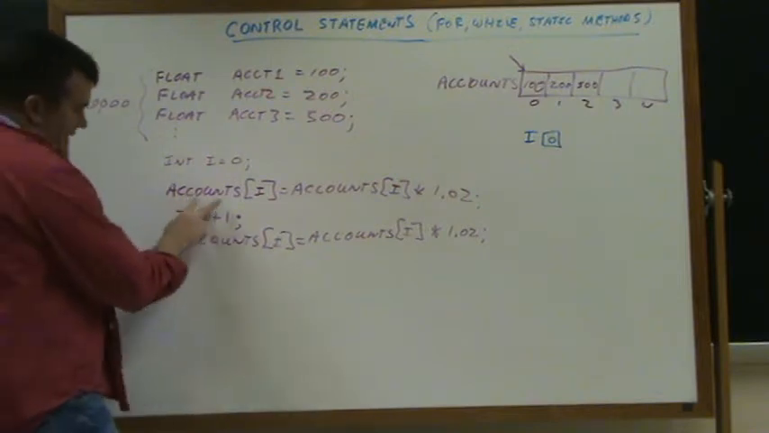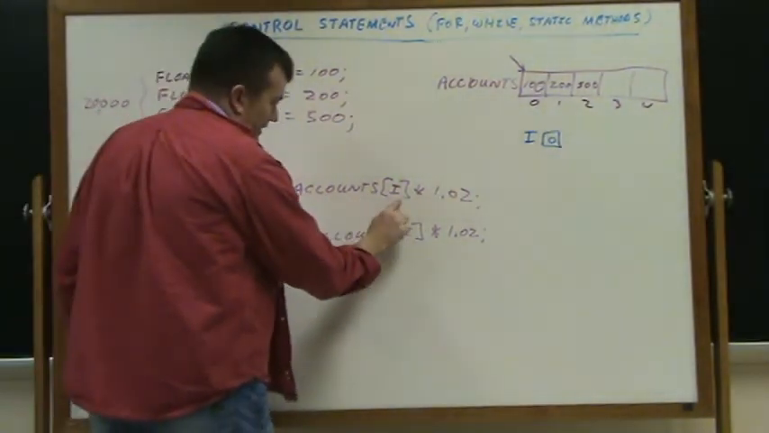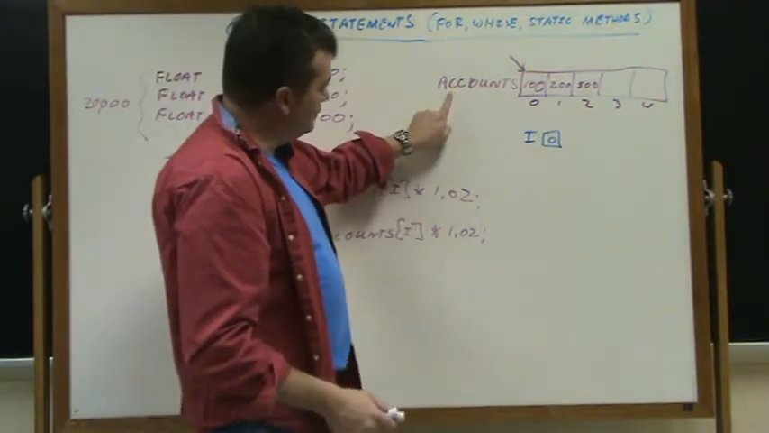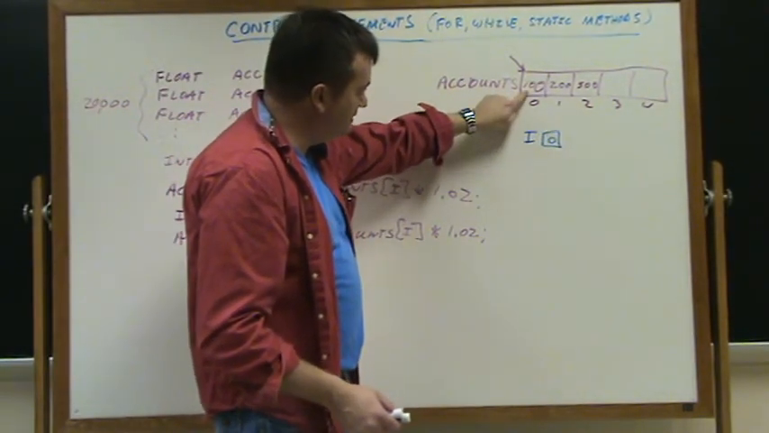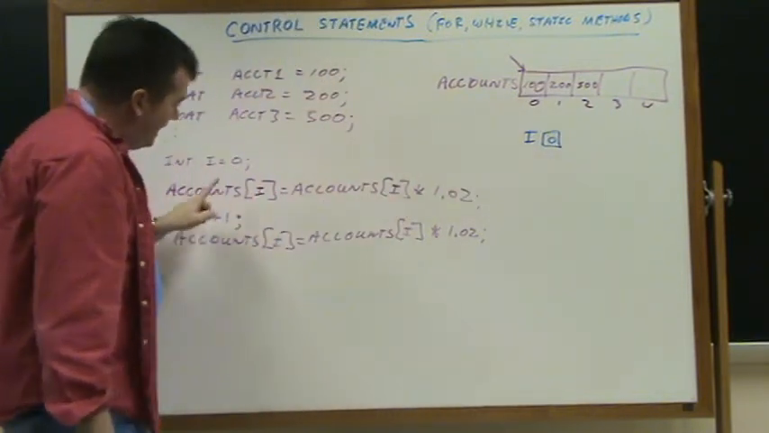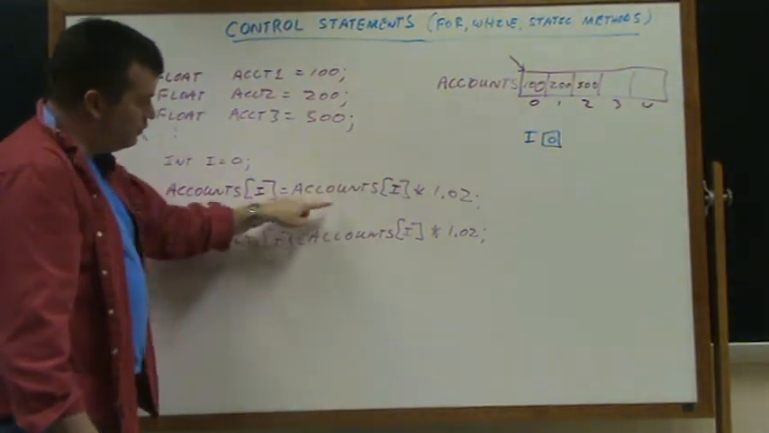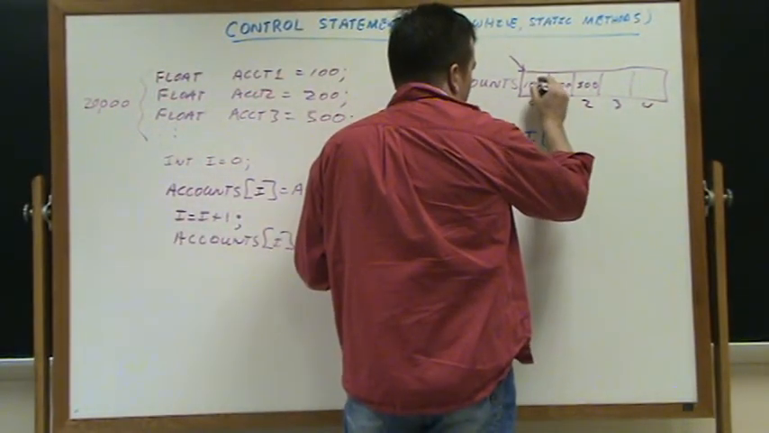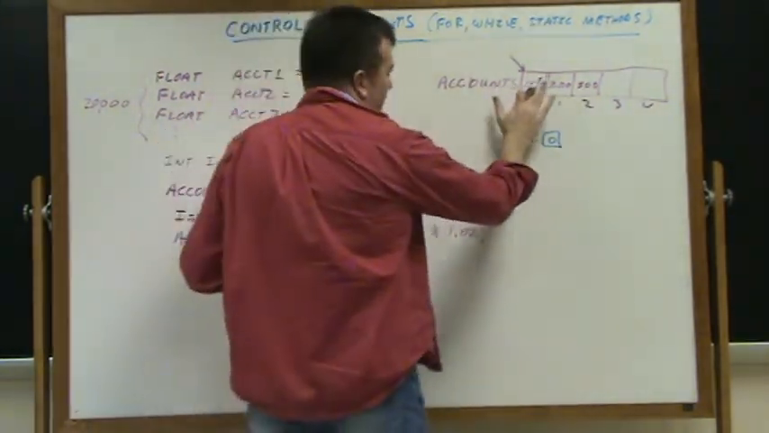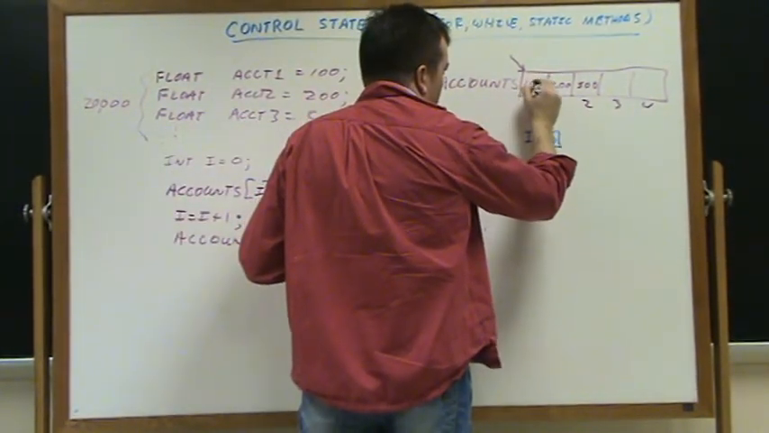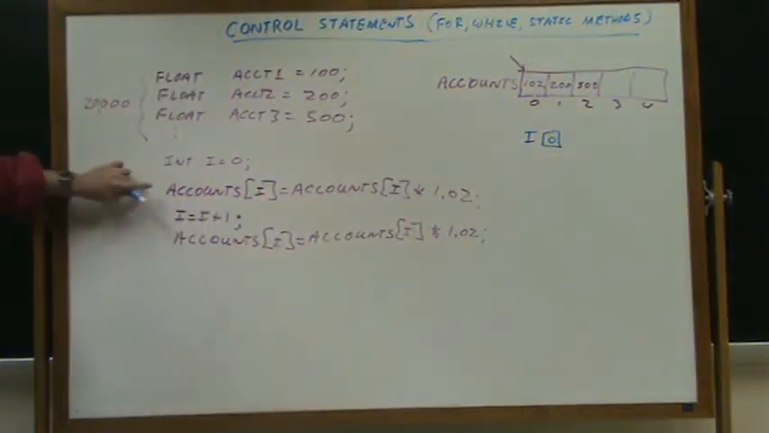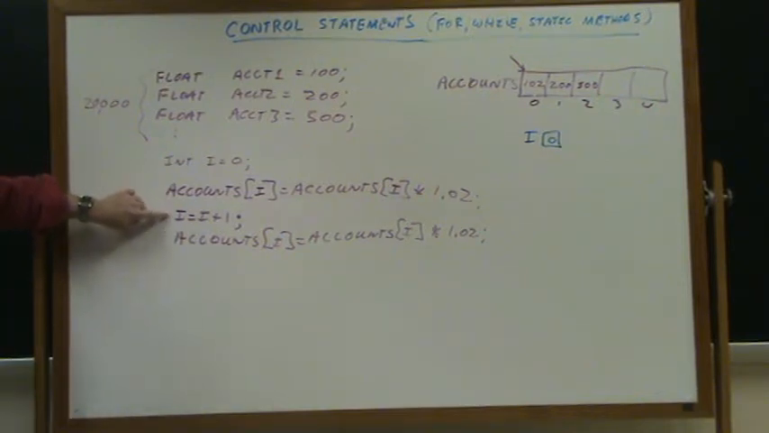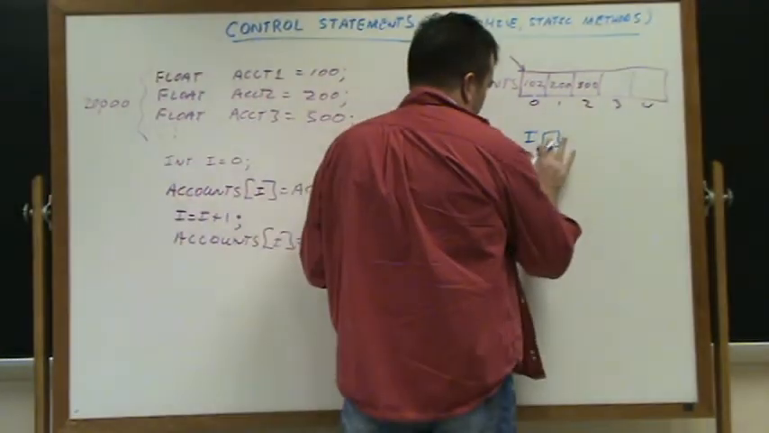So now, if I say accounts I equals accounts I times 1.02, what that'll do is it'll go to accounts, add 0 to that, so that means this box with the 100, and say this box equals 100 times 1.02, so that'll make this a 102. Right, so this field is now 102. So after this line is done, the first account has been given interest. Now what I'm doing, and I know this sounds a little strange, I'm now saying I equals I plus 1. So that makes this happen.